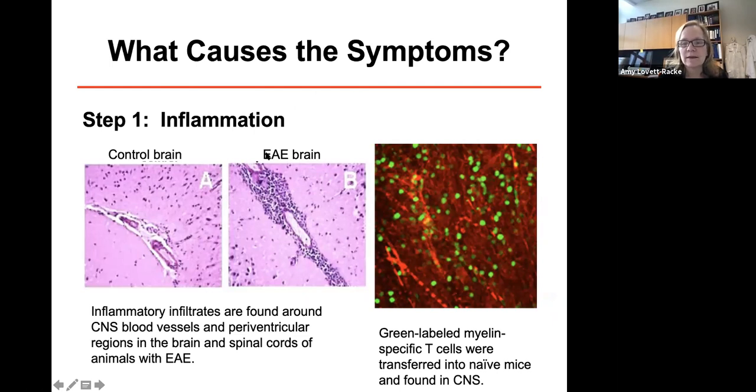So this is looking at the brain. This is a mouse with EAE. This is a blood vessel. And you can see these inflammatory cells crossing the blood-brain barrier into the brain. This is a control mouse. And if you take myelin-specific T cells and you label them with a green marker, you inject them into the mouse, you will see that those myelin-specific T cells will traffic to the central nervous system. This is also, again, in the brain, and the red is myelin. And you will see they will make their way to myelinated axons, and you can even see where the myelin is being damaged by these cells.